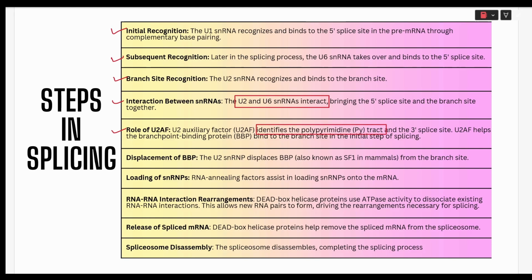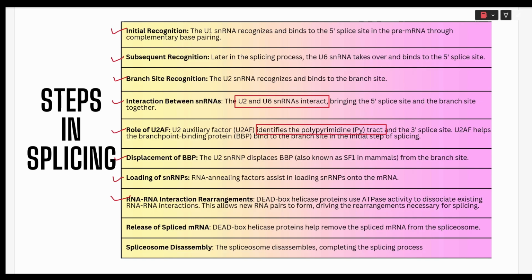However, it also helps in binding of other proteins like branch point binding protein, BBP. We will be discussing them later on. Now, after that, the BBPs, or the branch point binding proteins, will be replaced. Then there will be the loading of snRNPs. The other snRNPs which are required will be loaded on. Then there will be RNA-RNA interaction, because the pre-mRNA is an RNA and the snRNA is also an RNA, so they interact with each other. I have mentioned it here, but you don't need to worry. We will be discussing it in detail later on.